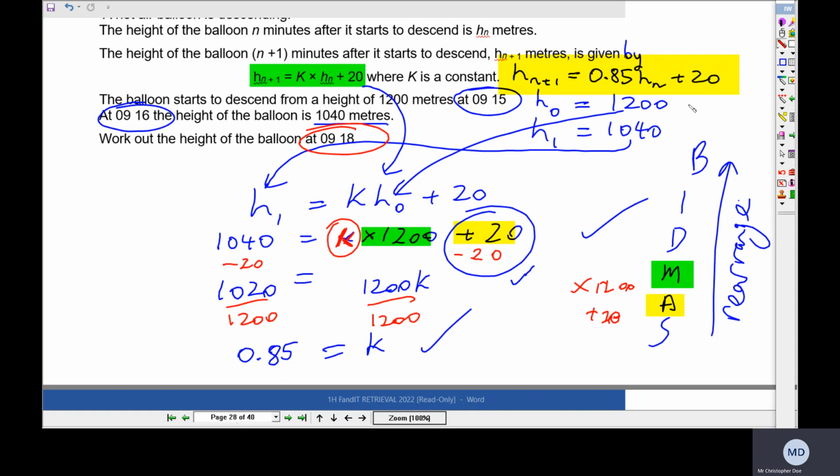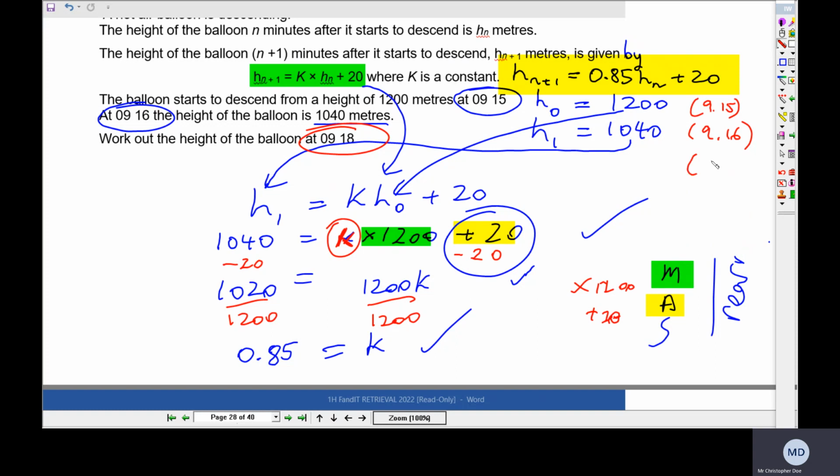Neve, what time was H0 again? What time did we start the whole thing? So what time is H1 then? Harry, what time is H1? What time is the balloon at 1,040 meters? And the reason this is important is you need to work out how many times you have to go through this process.